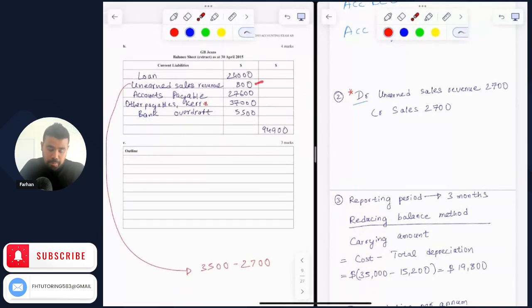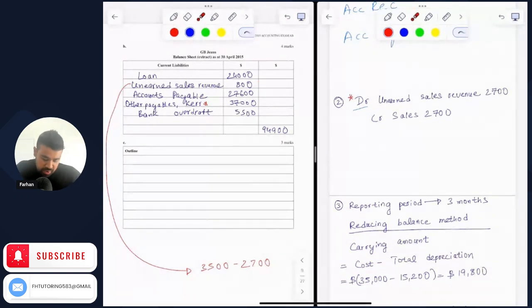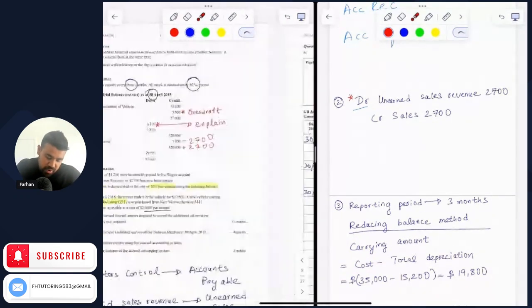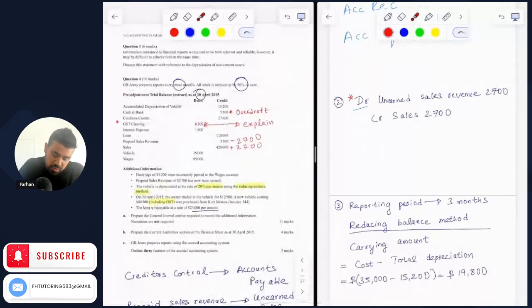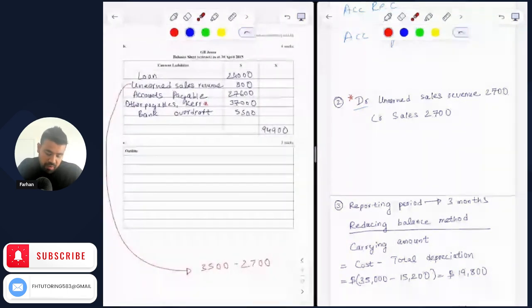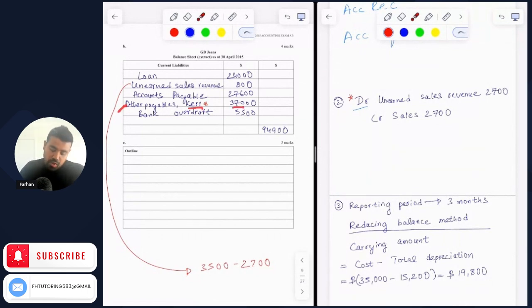as the current liability, the unearned sales revenue for orders that are yet to be fulfilled. Then we have accounts payable, and that is $27,600, which is what we have just taken from the pre-adjustment trial balance. Creditors control of $27,600. And then we have other payables, specifically Kerr Motors, and that is $37,000. So how do we get $37,000?